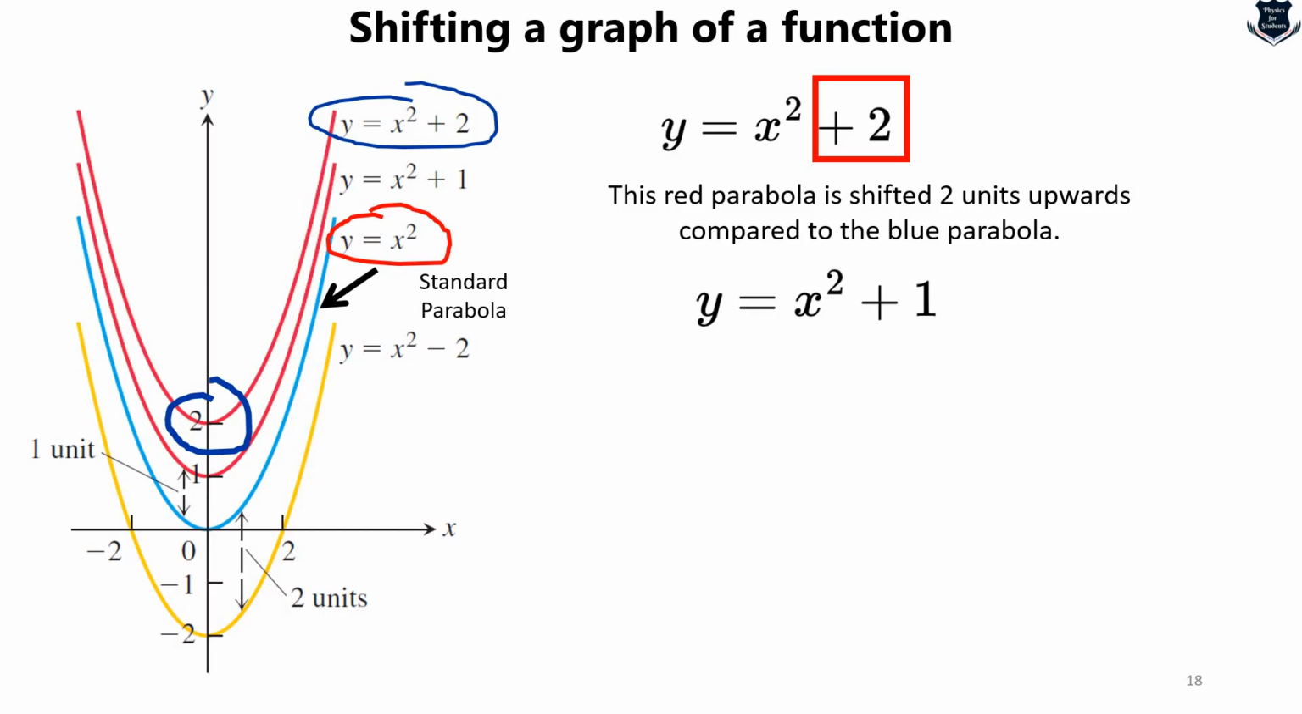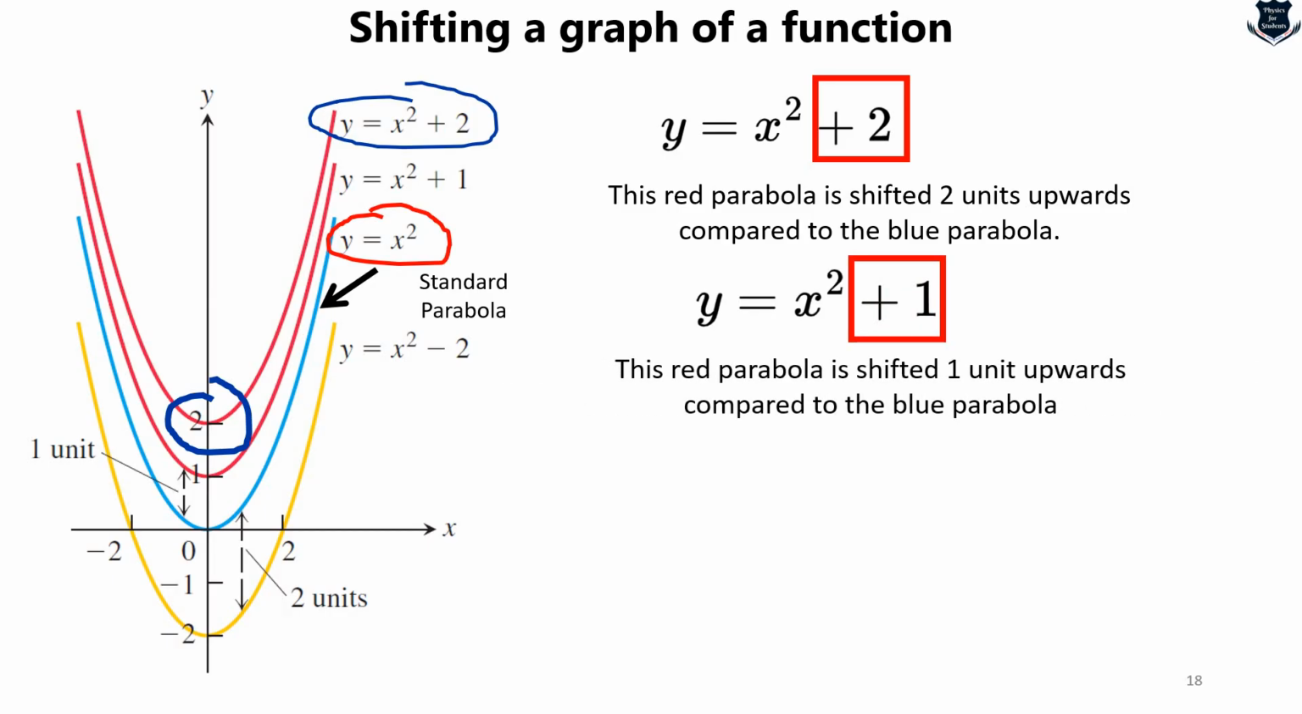Next I take y equal to x squared plus 1. That means this red parabola is shifted 1 unit upwards compared to the blue parabola, and its vertex is (0, 1). This one I just highlighted in blue. Let me show you. Yeah, this one, and here is the shift. So the vertex is now where? Earlier it was (0, 2), now it is (0, 1).